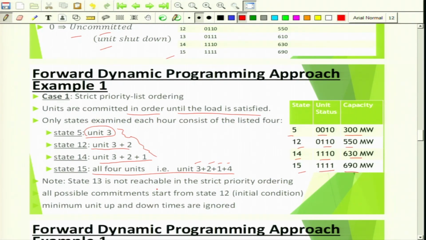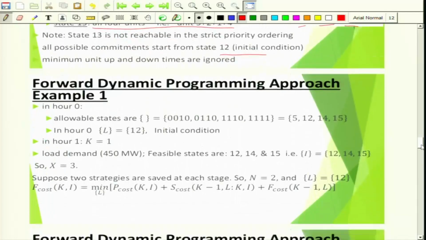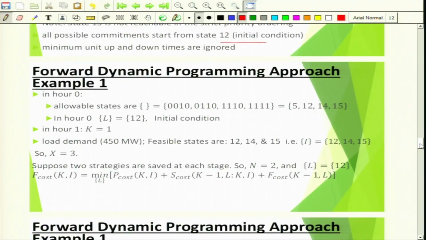Now state 13 is not reachable in the strict priority ordering. All possible commitment starts from state 12. The reason being, you see here, before that let's start with hour 0.